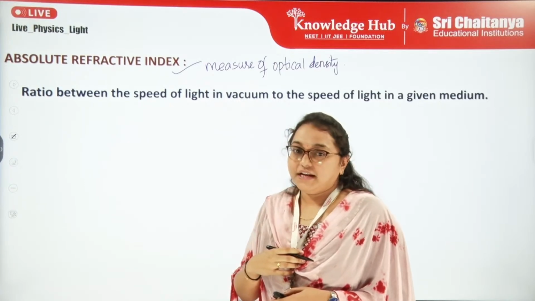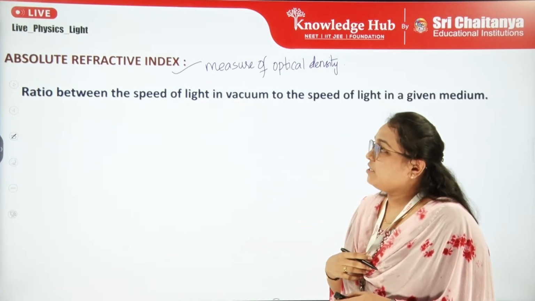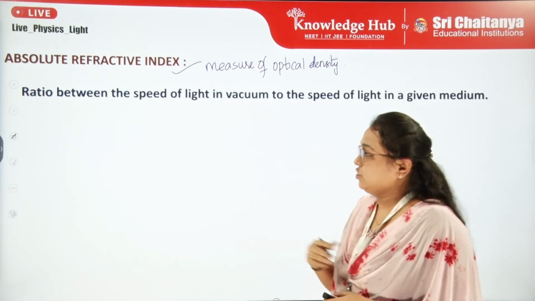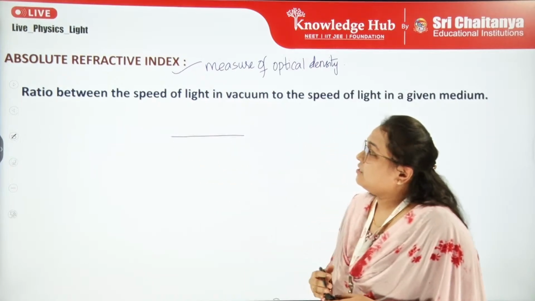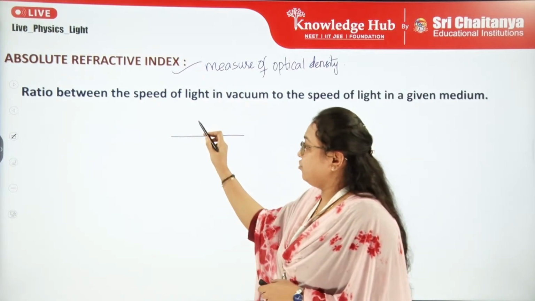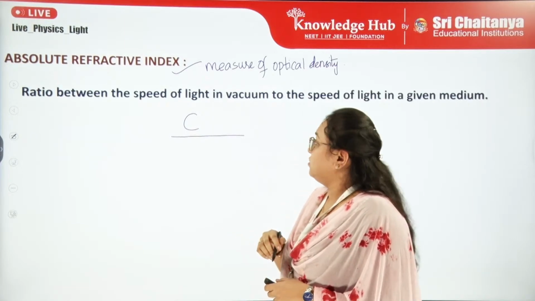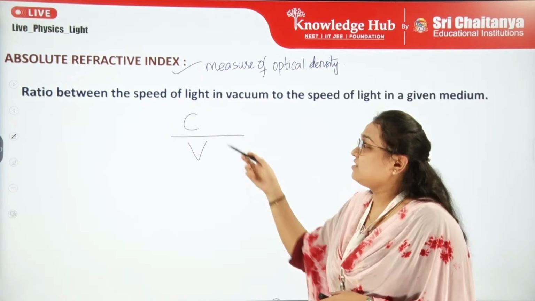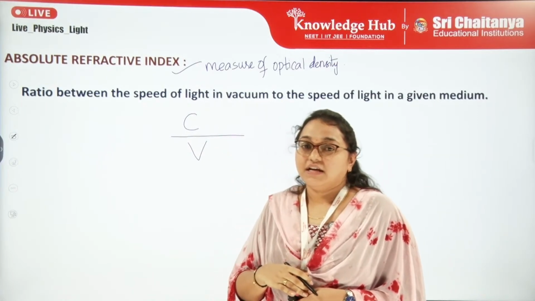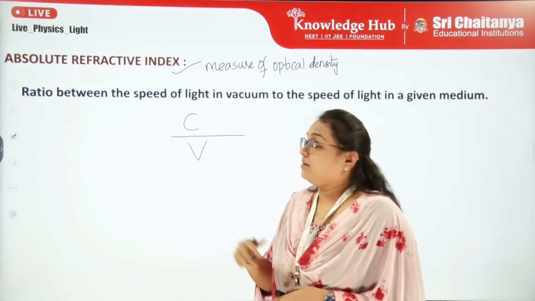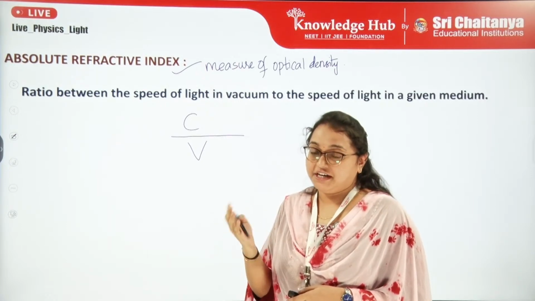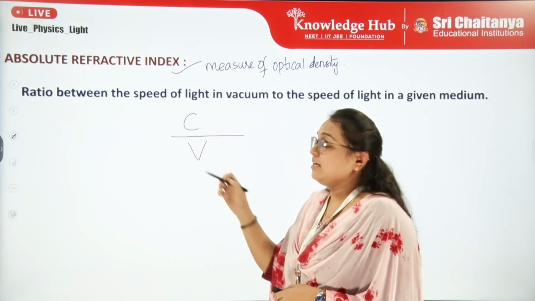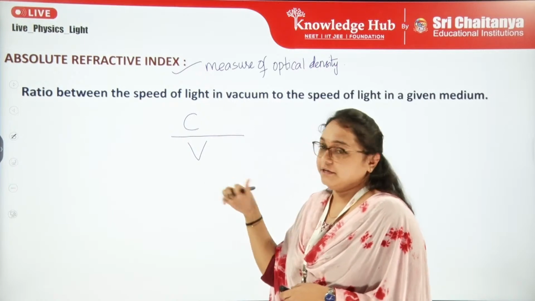So how do we define absolute refractive index? Absolute refractive index is simply the ratio between the speed of light in vacuum to the speed of light in the given medium. Here C represents the speed of light in vacuum, and V represents the speed of light in the medium.